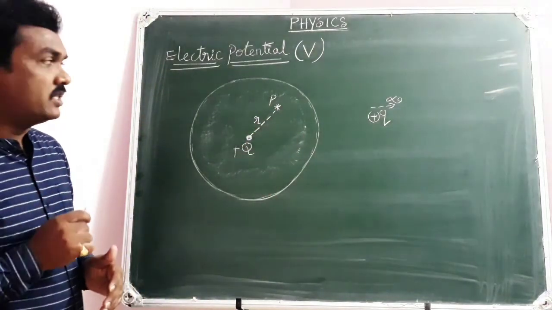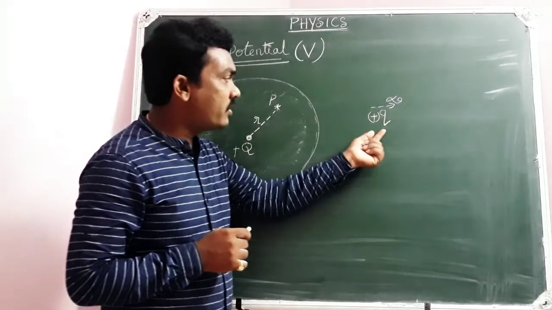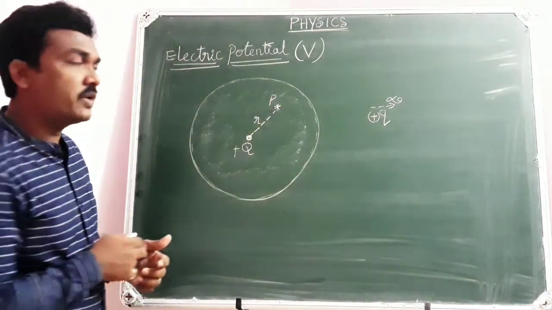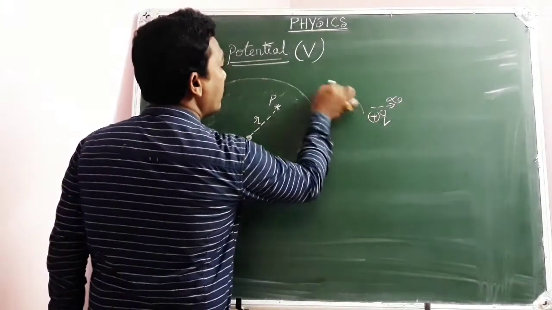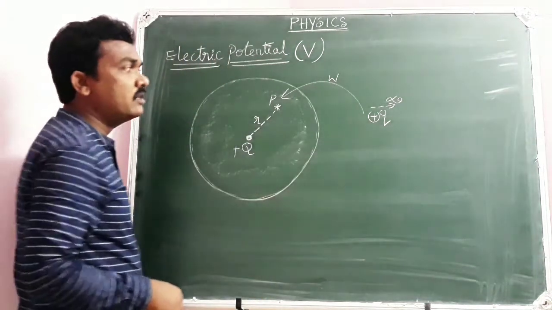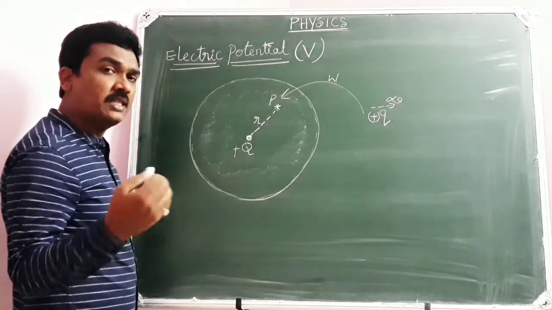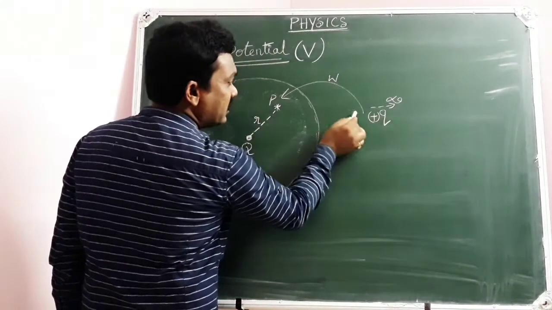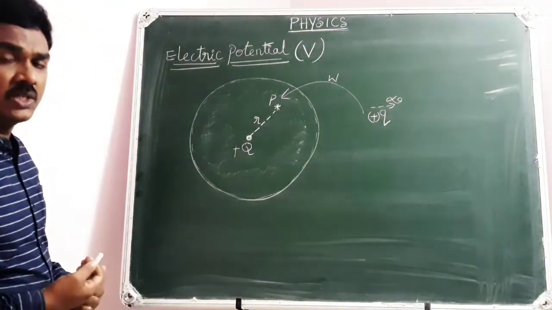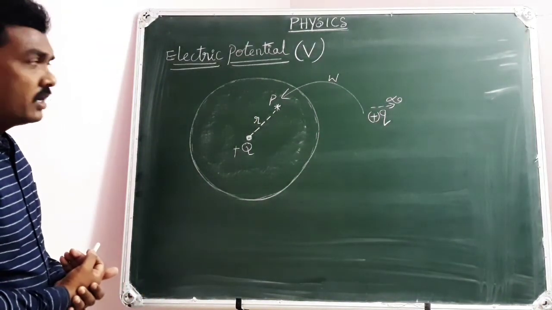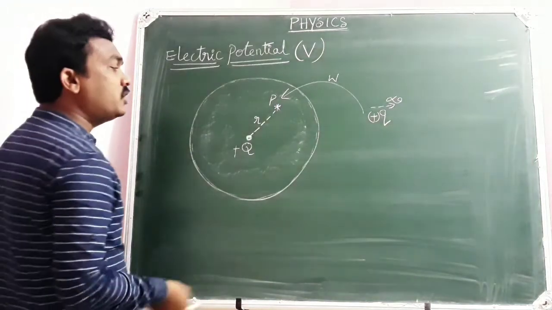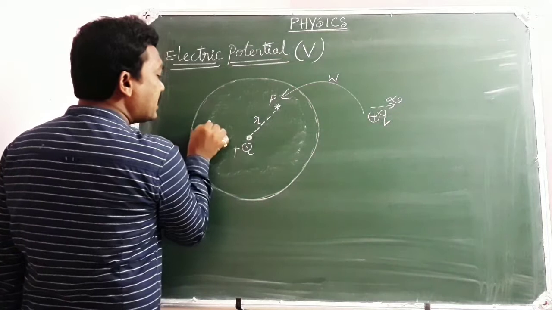So my point is, I wish to bring a test charge from infinite distance to a particular point P in the electric field, and some work is done. Then you may get the doubt, sir, along which path are you going to carry the charge? Is it along this path? Is it along this path? Along which path are you going to carry the test charge? Next, if the point P is at a distance r, why can't you have another point which is at the same distance?